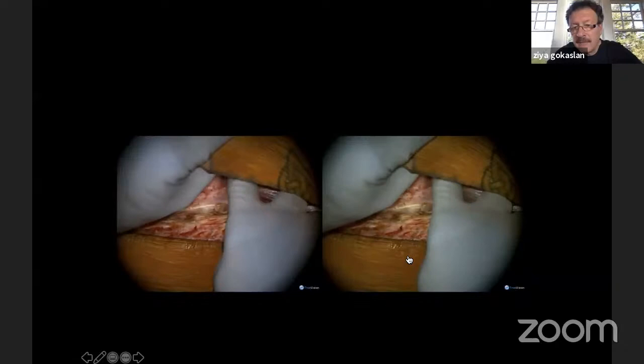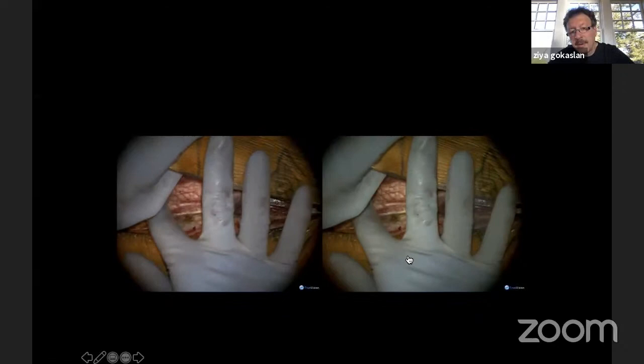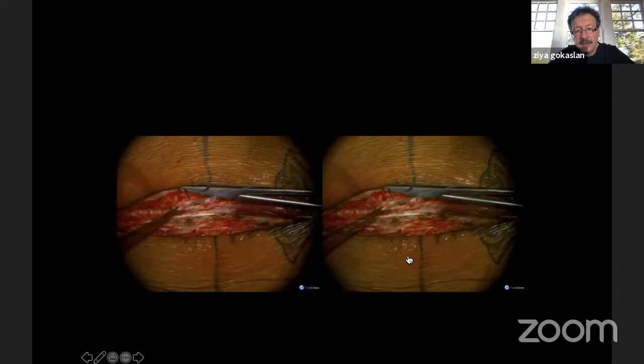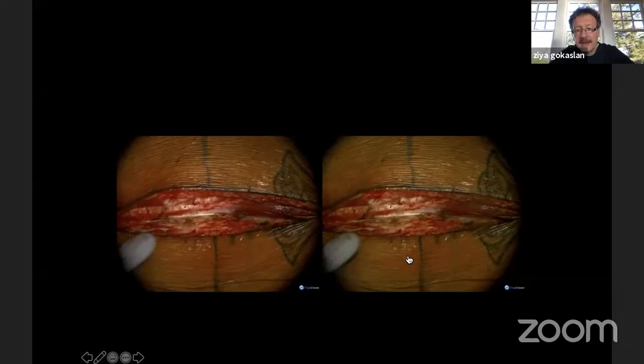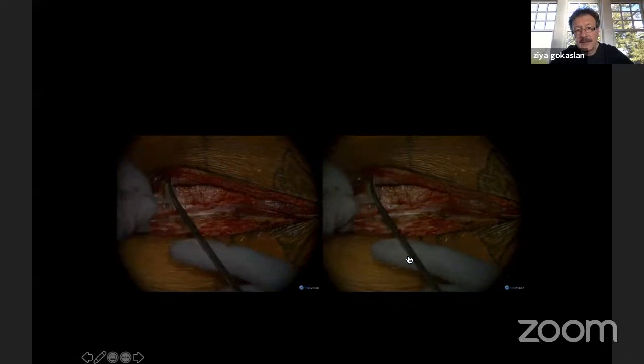And then we will place a Penrose drain around it to be able to move it laterally or medially, depending upon if you're working in the midline or we are working along the rib spaces. You can see we are placing a suture on the fascia here, which will be tied, and we will use a yellow fish hook in order to retract this out of the way.